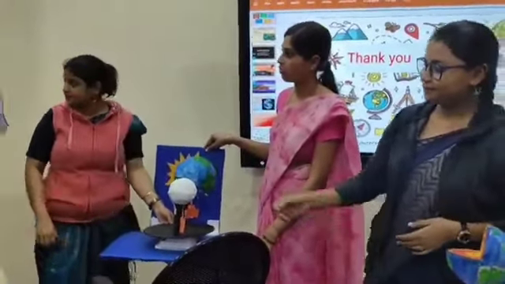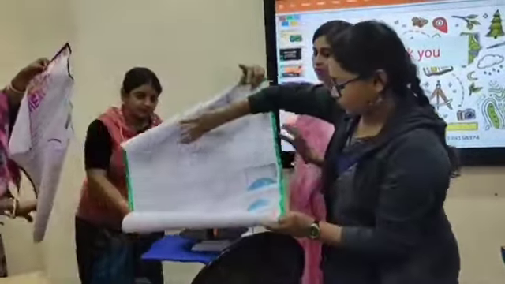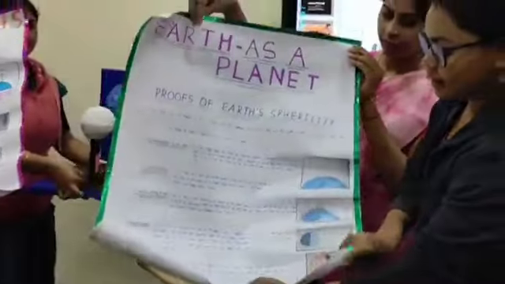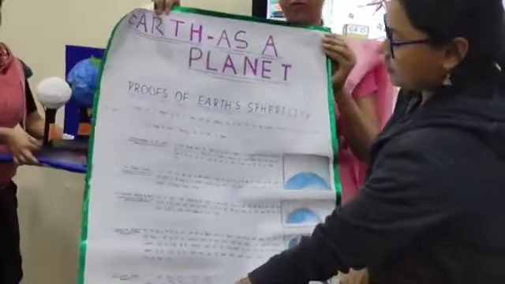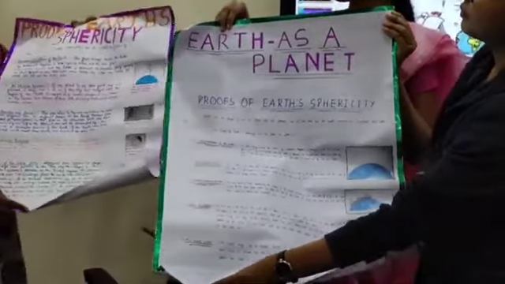Class 9 is very much interested in making charts. Even this is made by 9C. Many charts they have drawn on Earth as a planet, along with the description and the photos. They are very much interested in making charts and models for teaching.